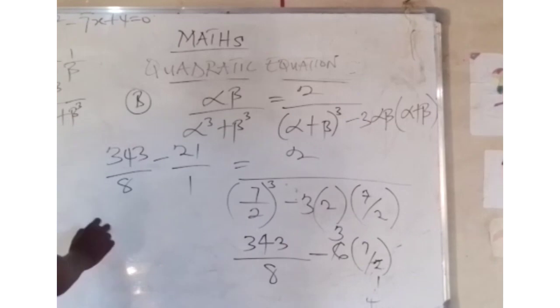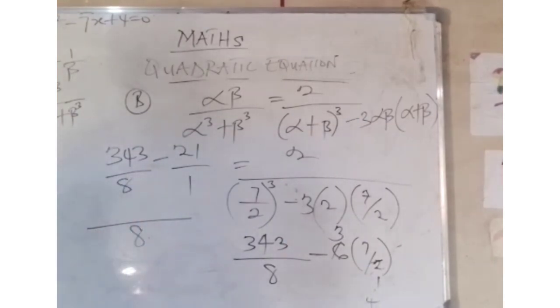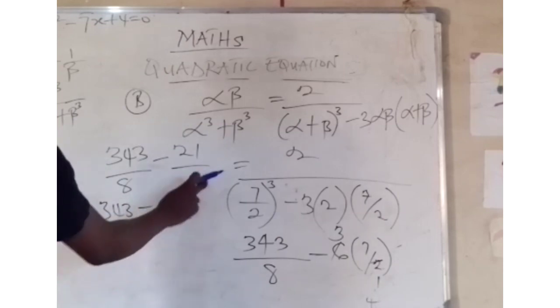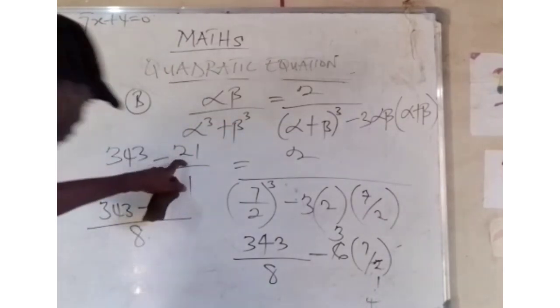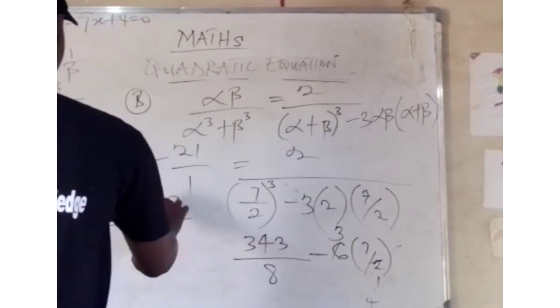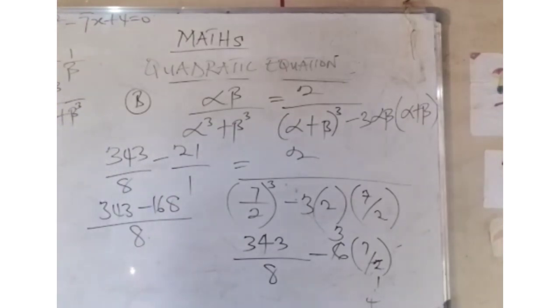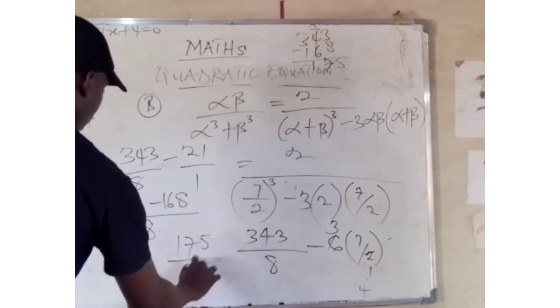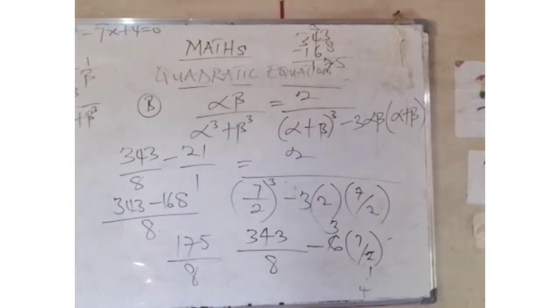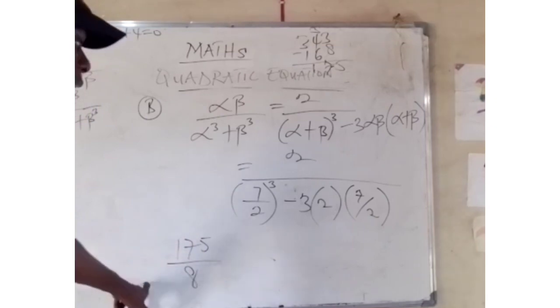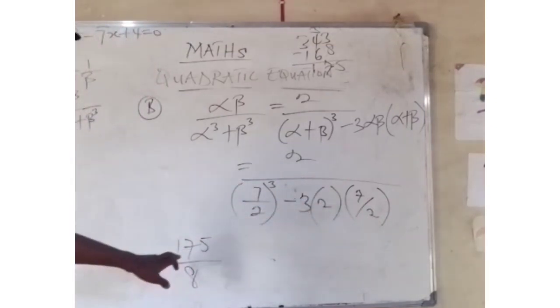Now let's take the LCM. The LCM is 8. 8 divided by 8 is 1. 1 times 343 is 343. Minus 8 divided by 1 is 8. 8 times 21 is 168. So this is what? 175 over 8. The whole of this, once you calculate it, you get 175 divided by 8.